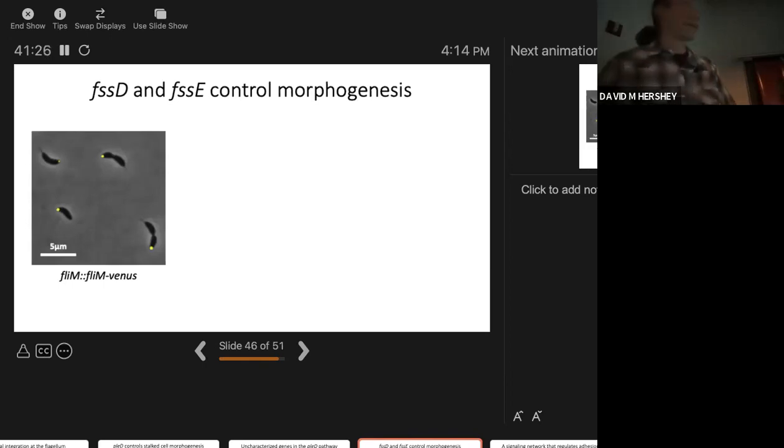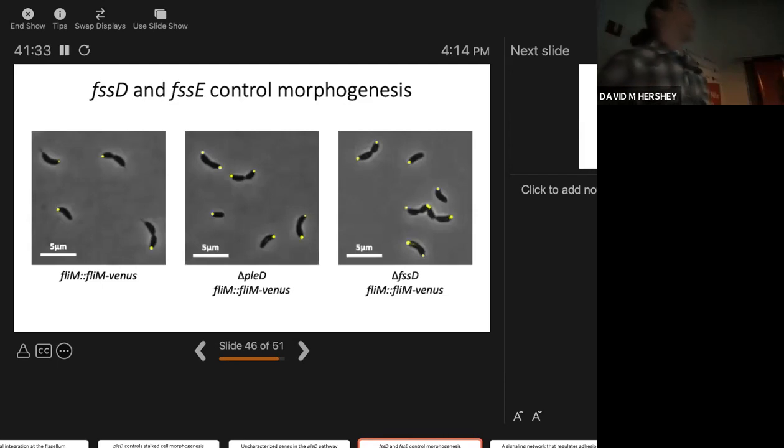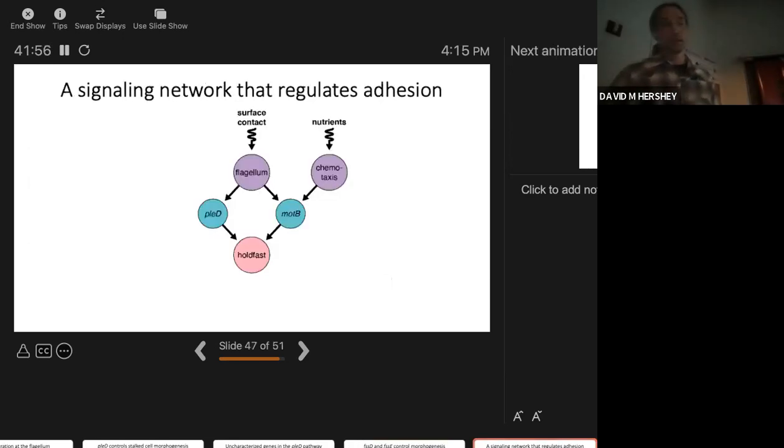So what we've done is we've deleted FSSD and FSSE in this genetic background. I'm just showing D here, but E has the same phenotype. What you can see is that these cells are essentially indistinguishable from PLED cells. We have lots of pre-divisional cells that seem like they have two flagellar motors. We don't have very efficient stalk development happening here. And so we think that FSSD and FSSE are actually new cell cycle genes that seem to control the Caulobacter developmental program. And I think that's definitely interesting.